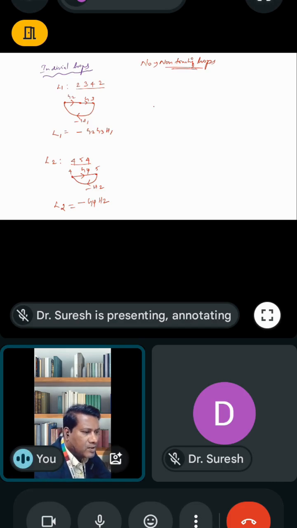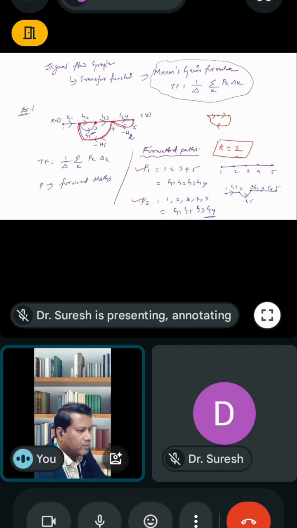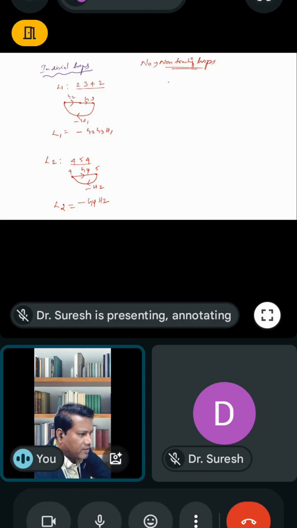Okay, there are no non-touching loops. So in the previous step, the number of forward paths, k, is 2. How many forward paths? P1, P2. Therefore, 2 forward paths. The k represents the number of forward paths. Therefore, the transfer function is 1 by del, summation of k equal to 2, pk del k.